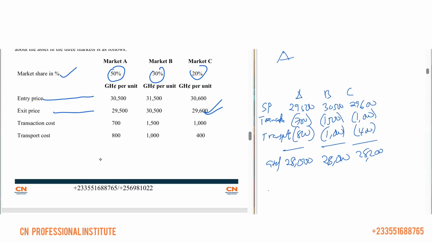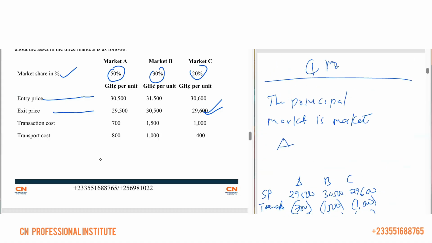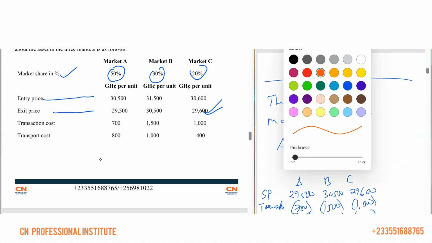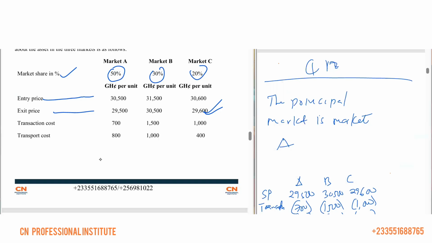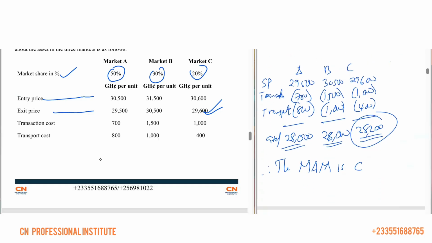So we can see, therefore, that the most advantageous market is market what? Market C. Here we have 28,200, 28,000, and 28,000. So market C will give us a higher figure. Therefore, market C is the most advantageous market. Now we have two markets: market A is the principal market, and market C is the most advantageous market.